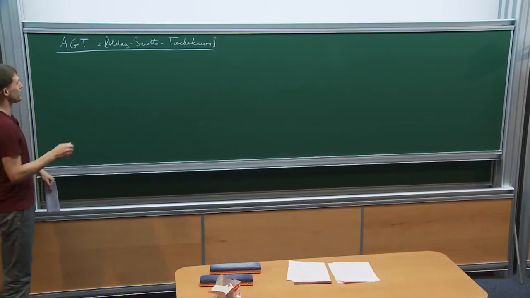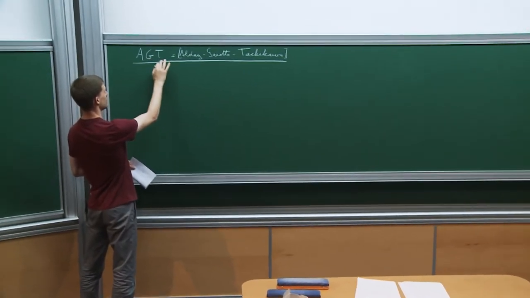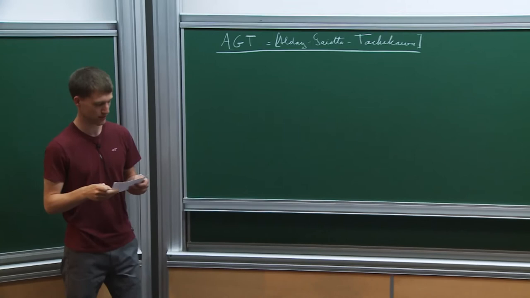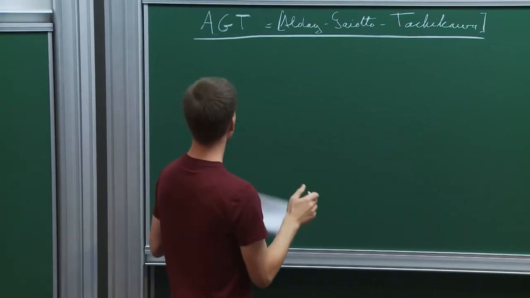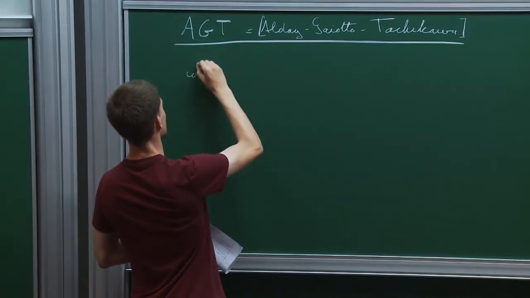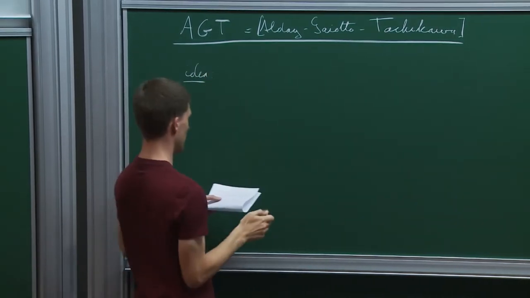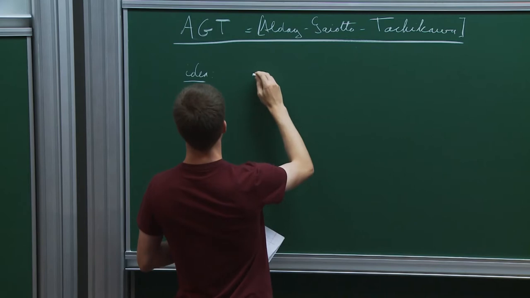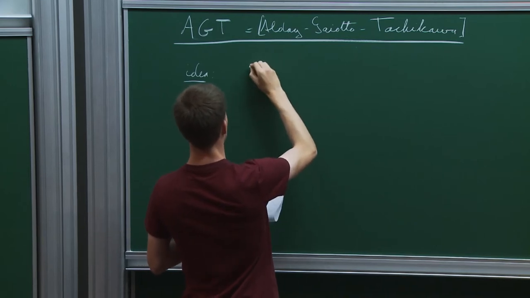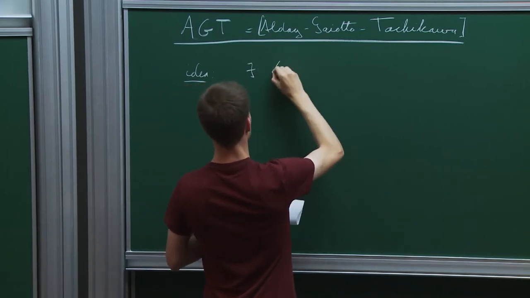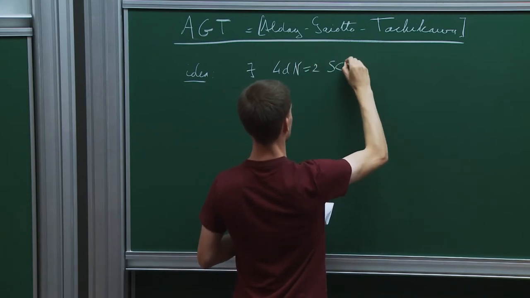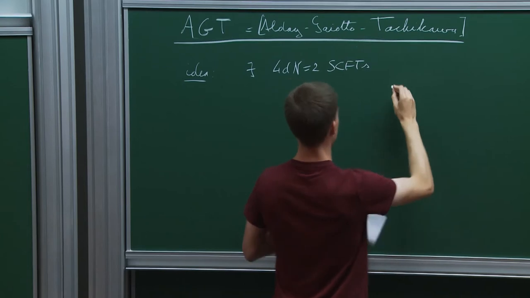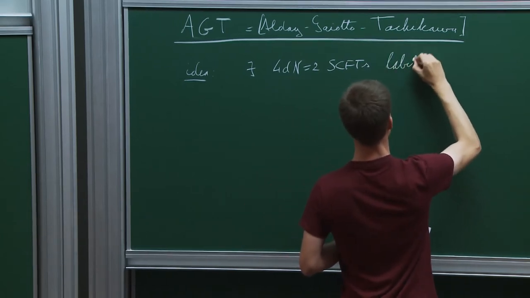So yesterday we started talking about what will eventually lead to the AGT conjecture. Well, by now it's not much of a conjecture anymore, it's the AGT correspondence. And let me just remind you of what we're after. So first of all, I'm just going to claim that there exists, for the N=2 superconformal field theories, a label by some punctured Riemann surface.